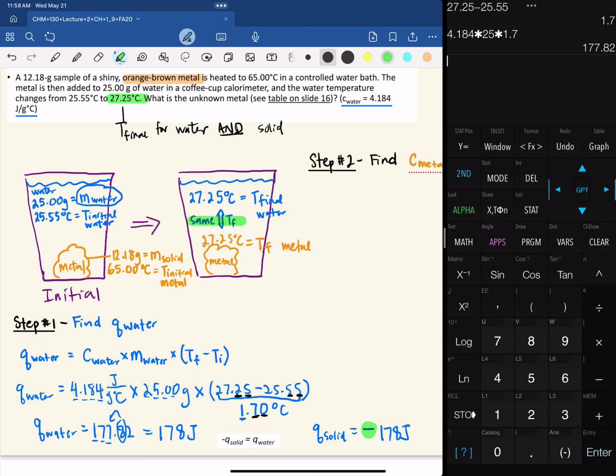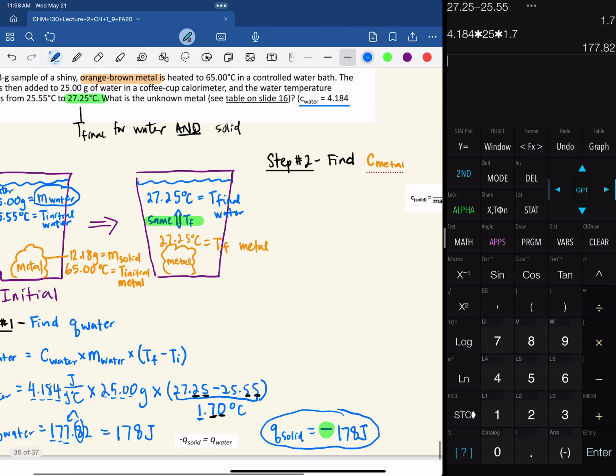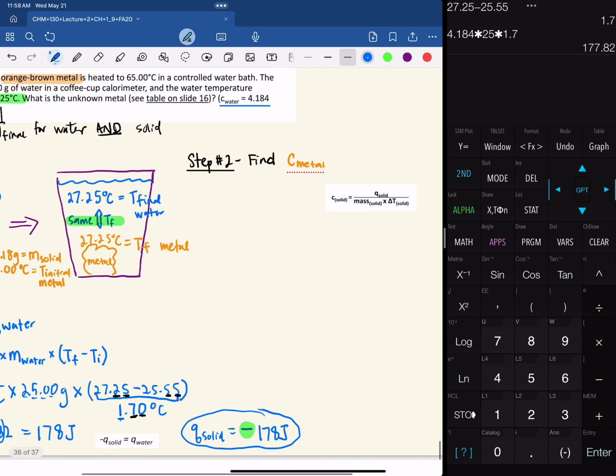The Q of the solid is opposite in sign. Now that we have Q of the solid, which is negative 178, that's the amount of heat that was lost by the metal. We can use that to solve for C of the solid. So again, we're going to use this equation that I copied over from the previous slide.